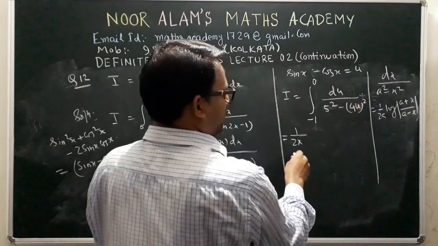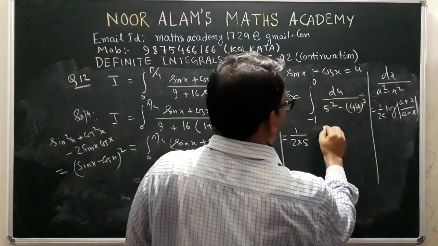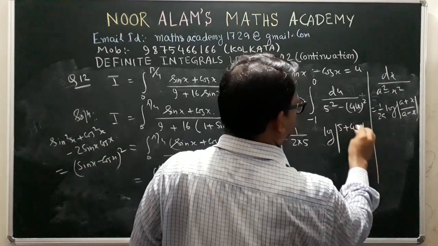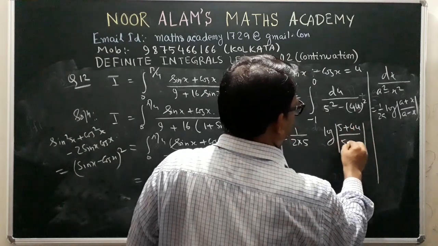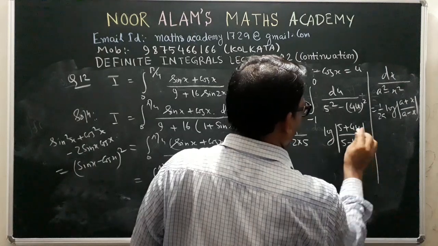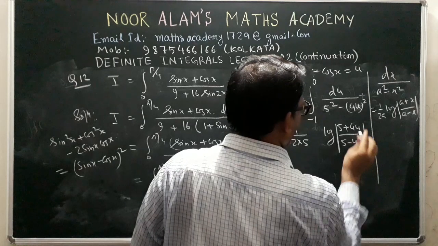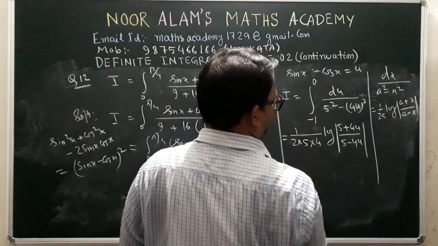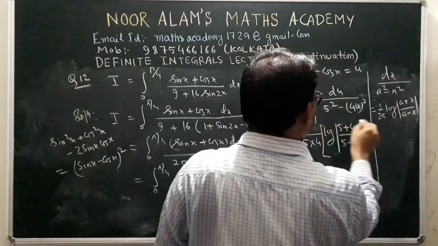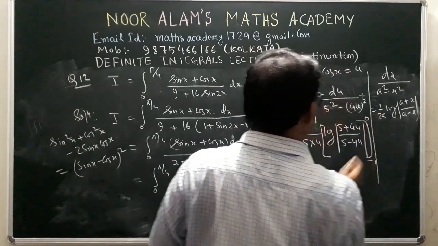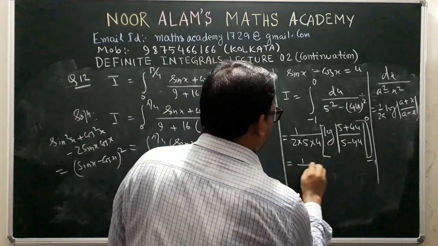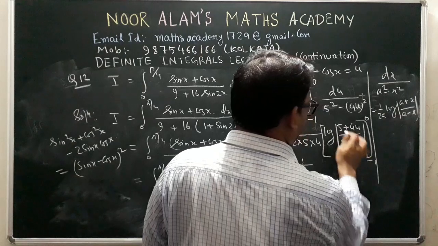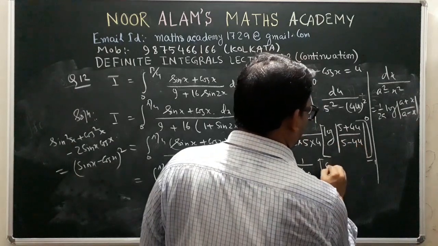So now 1 by 2a, with a value 5, and log of (a plus x) by (a minus x), that is (5 plus 4u) divided by (5 minus 4u). One more thing: the coefficient of u is 4, so you have to divide this whole integral by 4. So you get 1 by 40 here. Now take the limit from minus 1 to 0. When you put 0 here, what will happen? Log of 5 by 5, that means log of 1, and log of 1, you know, is 0.